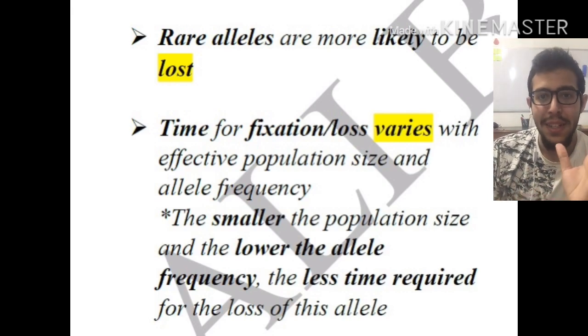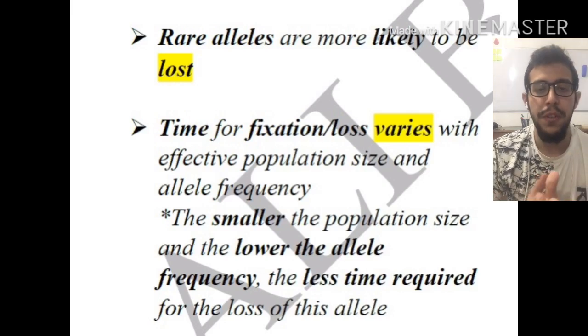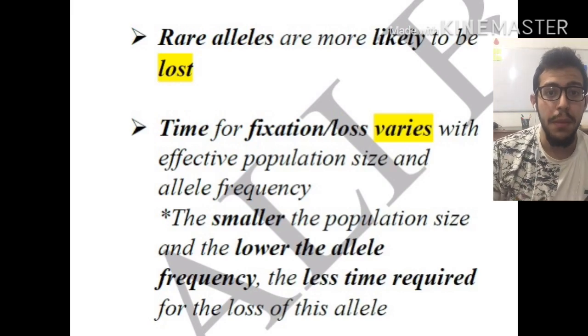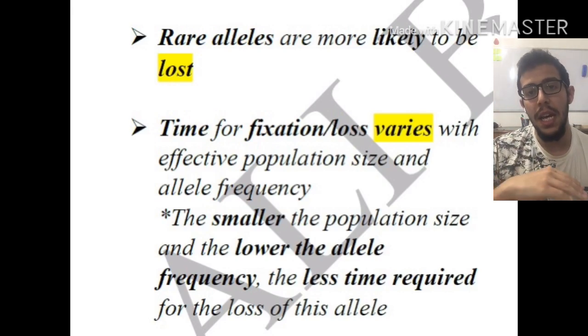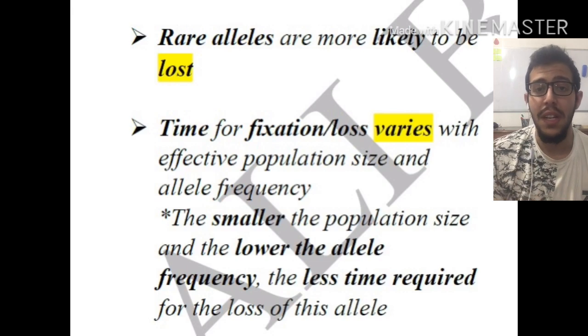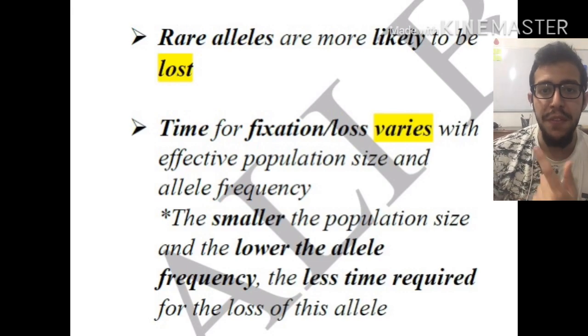the presence of these rare alleles in a certain population, let's say one of every 10 people in a population has them, the probability of this person suffering or dying is going to basically lead to the extinction of this rare allele. That's why it has a higher probability of loss.